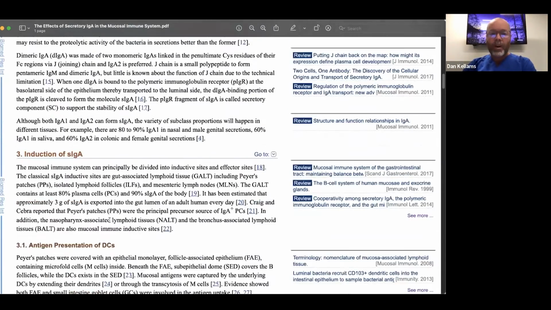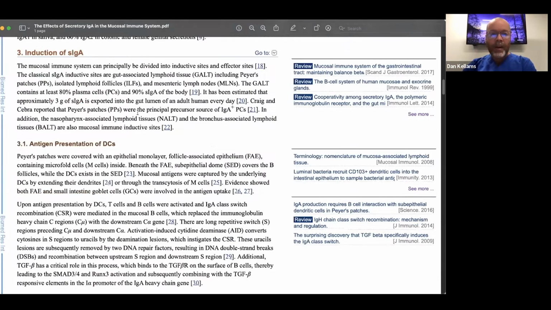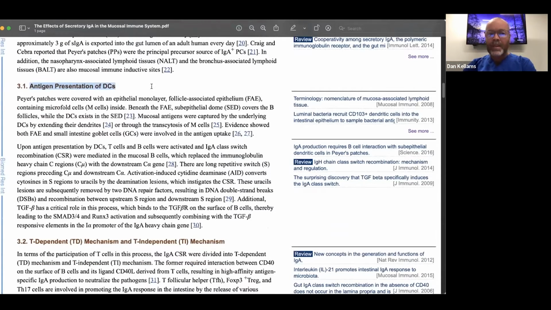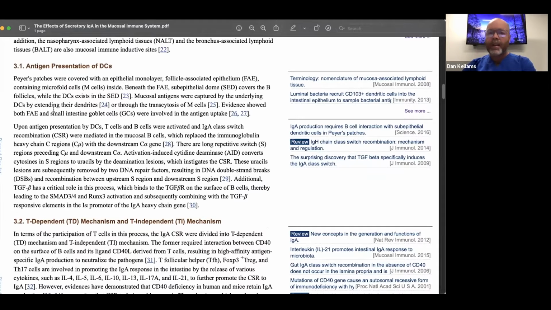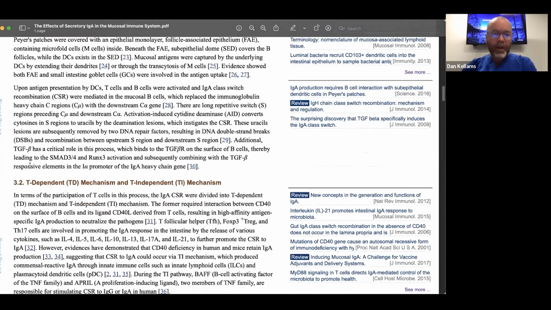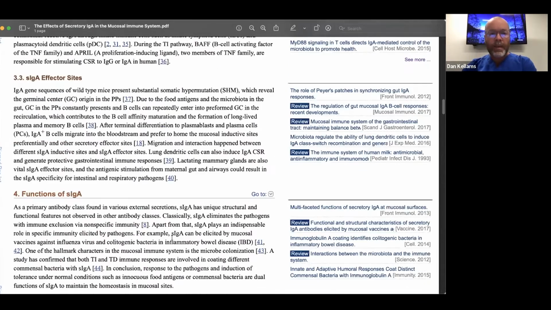This article talks about the structure of IgA and how it works, but its main focus is antigen presenting cells, the dendritic cells, right? If you want to really understand this process, this is a good article to look at. You have these mucosal cells called M cells in the folds of the mucosa, and they're part of the Peyer's patches, the immune patches within your gut that are producing these cells.